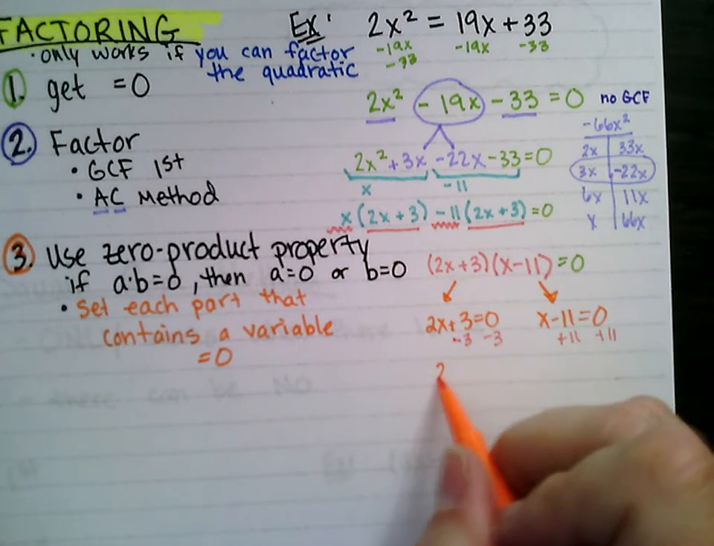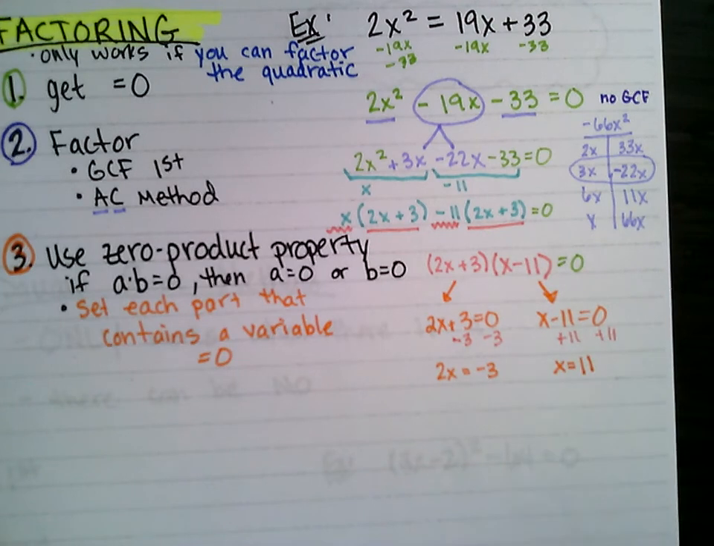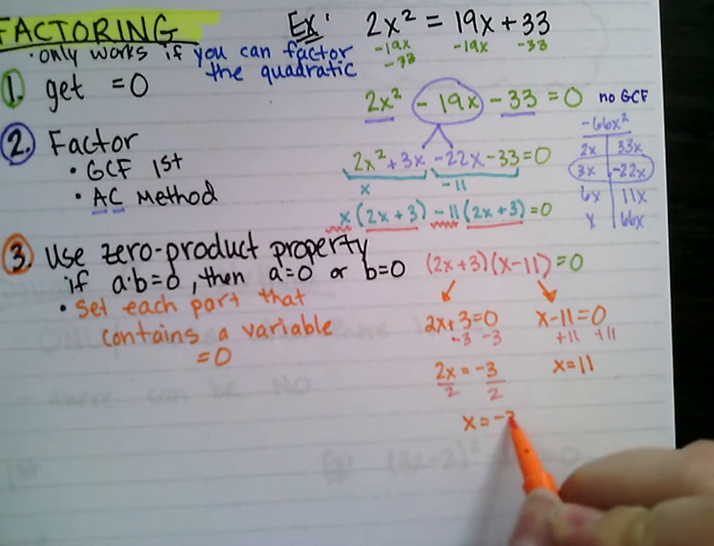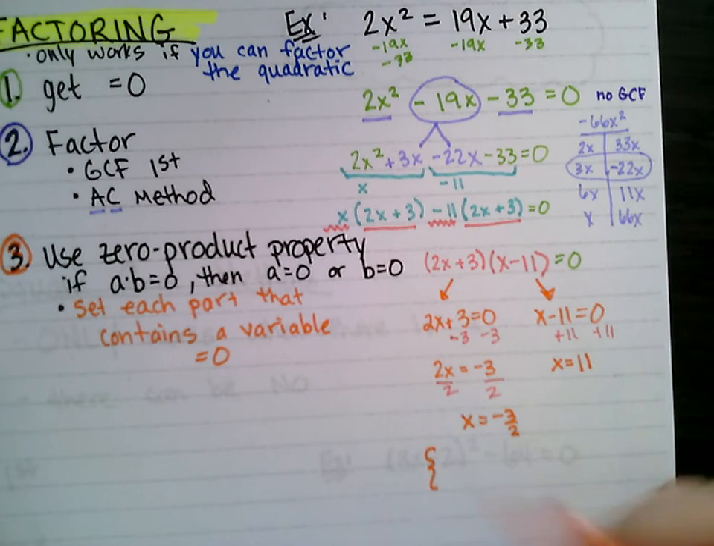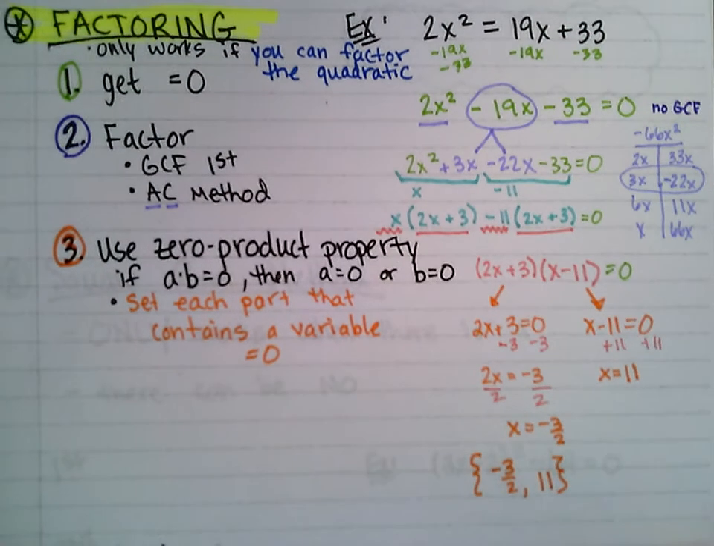So I get 2x equals negative 3, x equals 11, divide by 2, divide by 2. So x is negative 3 halves, or 11. So as a solution set, I would get negative 3 halves and 11 for my two answers.